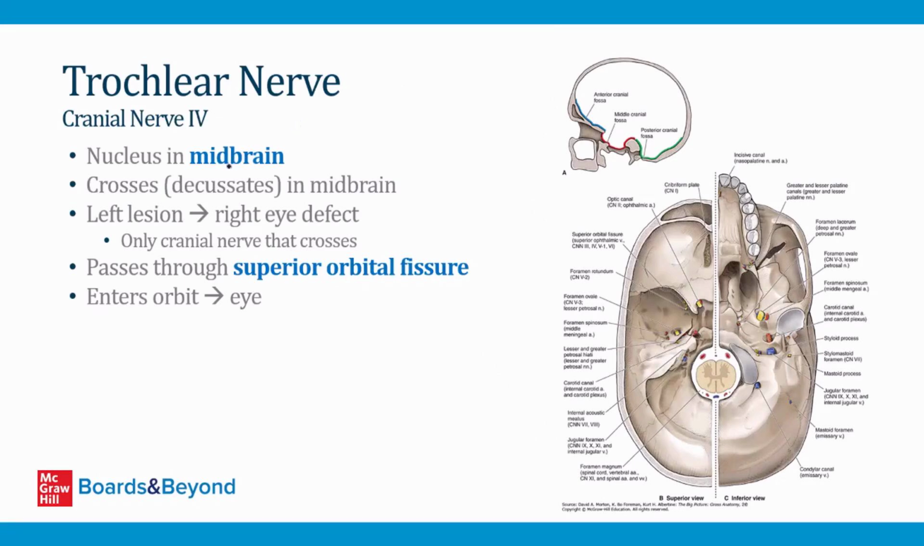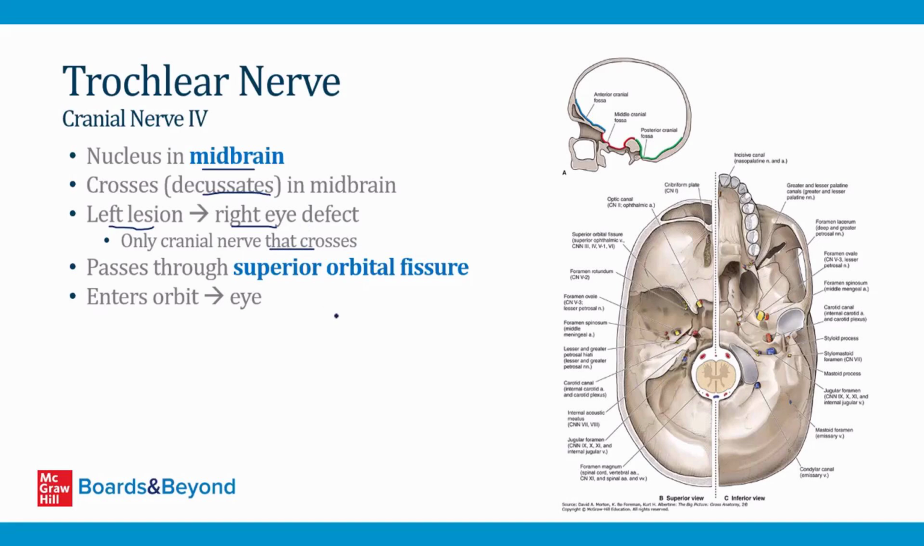The trochlear nerve has its nucleus in the midbrain, just like the oculomotor nerve. One unusual thing about this nerve is that it crosses or decussates in the midbrain. So if you have a lesion of the left trochlear nerve, this will give you a right eye defect. This is the only cranial nerve that crosses like this. All the others, if you have a lesion of the cranial nerve itself, you get a lesion on the same side of the body. That's not the case for the trochlear nerve.